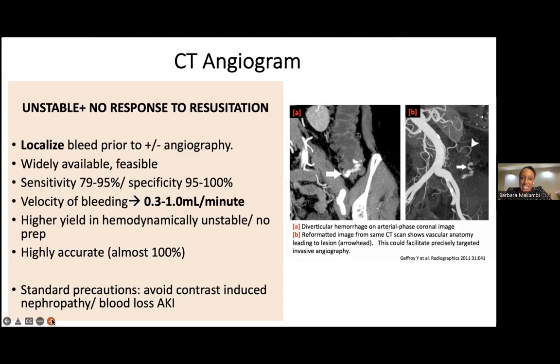And you take your standard precautions. If a patient's unstable, and if it's an elderly patient, like most of these patients are, they're at high risk of having contrast-induced nephropathy with a blood loss. They might have an acute kidney injury already.